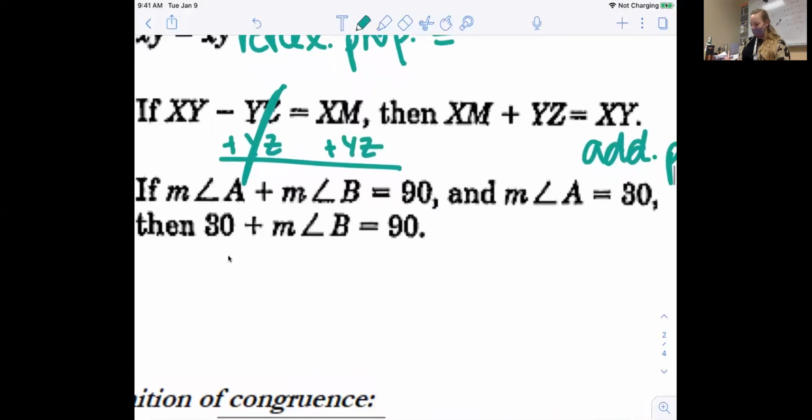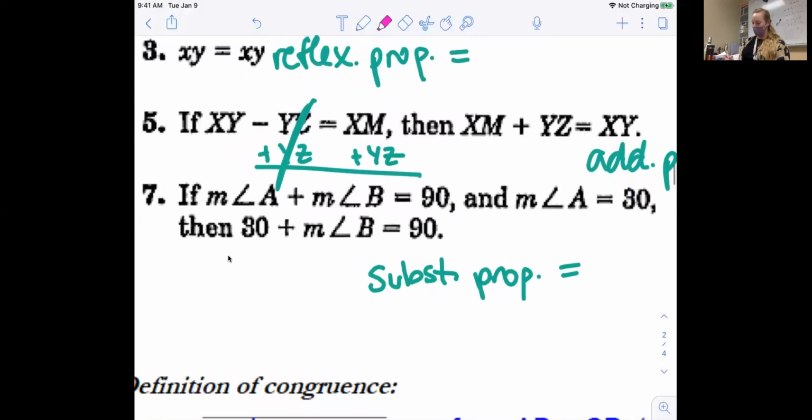Substitution. Why is this one not transitive? Good. That is a common mistake we make. That's why I'm glad Megan got it right. I'm replacing measure of angle A with 30. I'm not replacing an entire side.